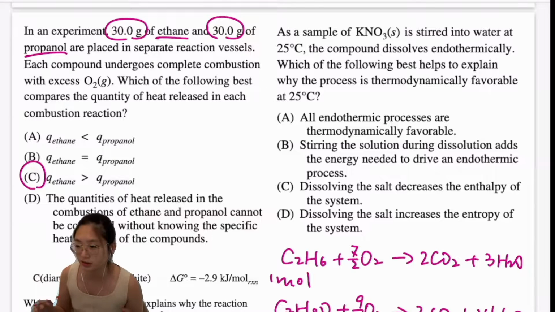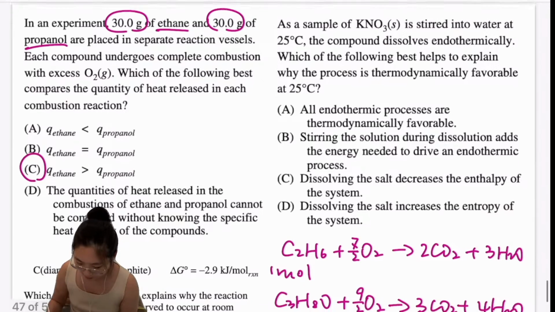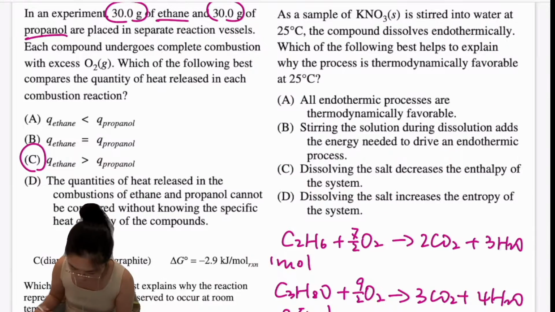Something occurs when you dissolve an ionic compound in water or in aqueous solution. So for any of the ionic compounds, such as potassium nitrate, such as table salt sodium chloride, such as potassium chloride, and etc. Okay, let me explain this question, and I will go back to the propanol question.